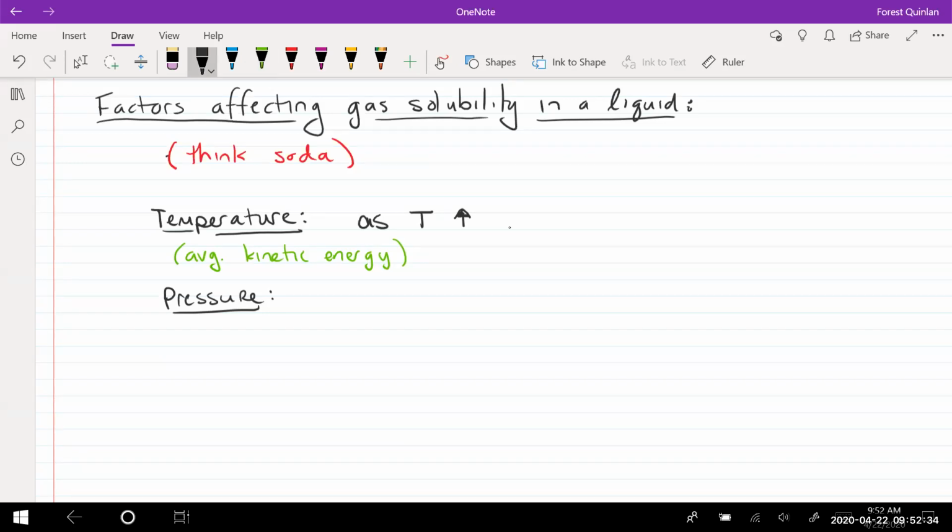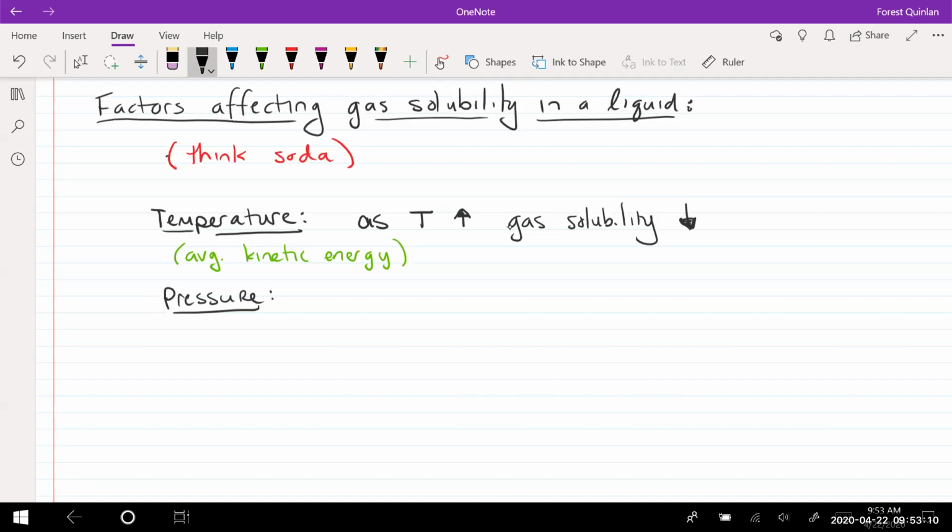So as the temperature increases, our gas solubility actually goes down. So that's one of the reasons why we like to make our sodas cold. It keeps those molecules slowed down. It doesn't give them the energy to get out. And that way we have that sort of acidic taste when we're trying to balance out the sugary stuff. So as the temperature goes up, the gas solubility in liquid goes down.